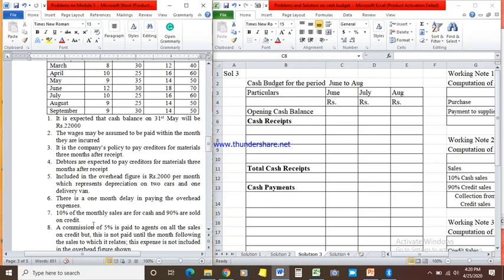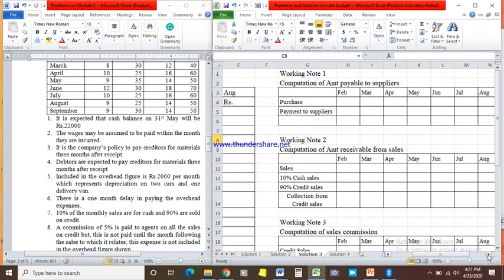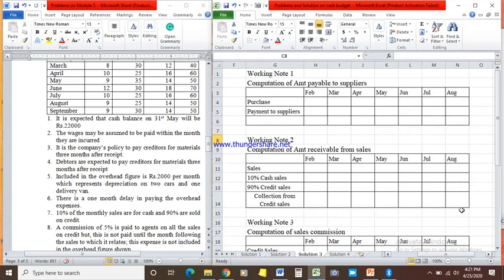Then we also need one working note for the commission, because it is paid on the credit sales, and again there is a time lag in payment of the commission. So these are the three working notes we are supposed to prepare, and then we can go for preparing the cash budget. So let's start one by one. To save time, I already prepared the formats, so directly you can go for the calculation part.